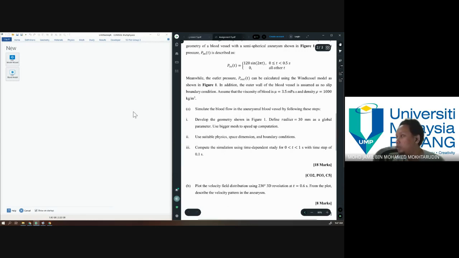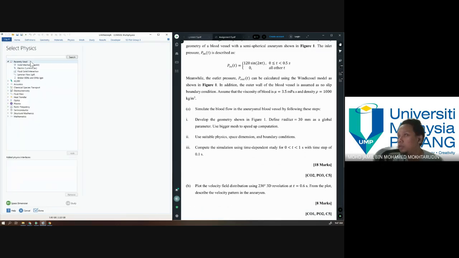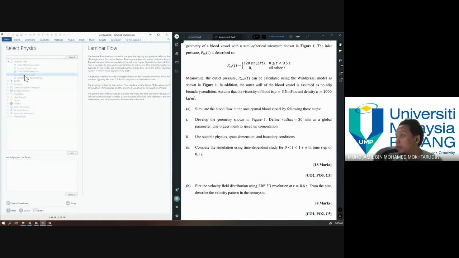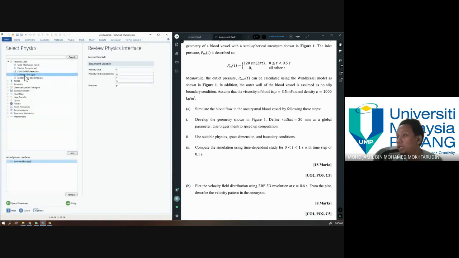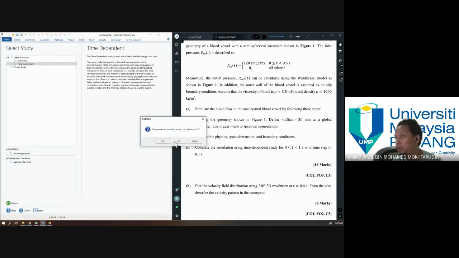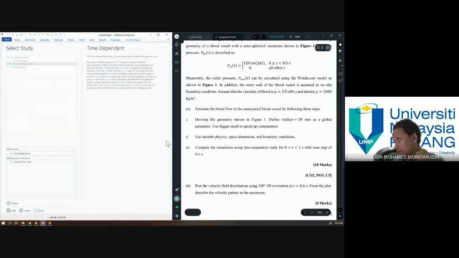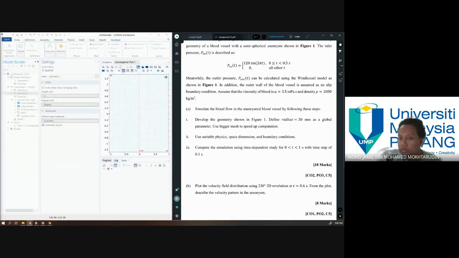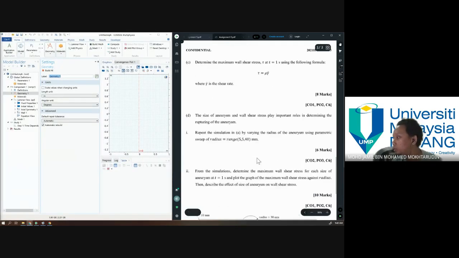So first develop the geometry. So firstly, we choose model wizard and 2D axisymmetric. And then we choose laminar flow. Then we choose time dependent because this one has time. So time dependent. Okay, so we draw the geometry first.